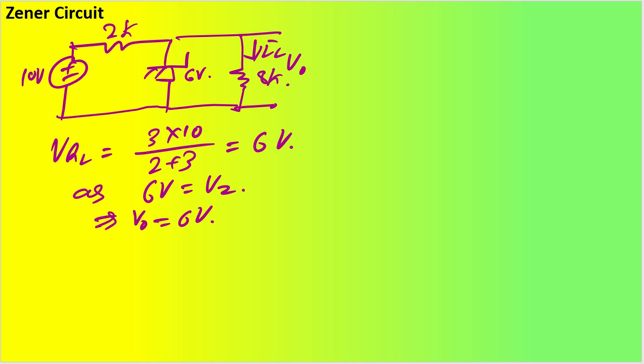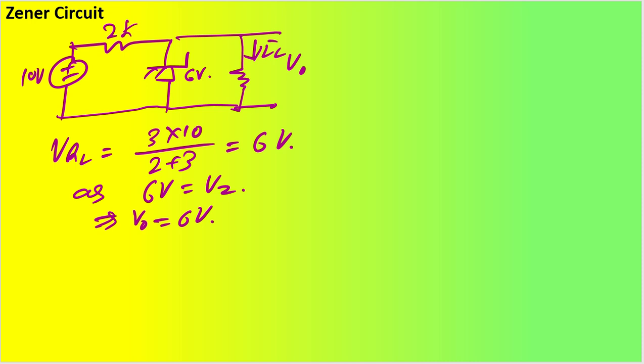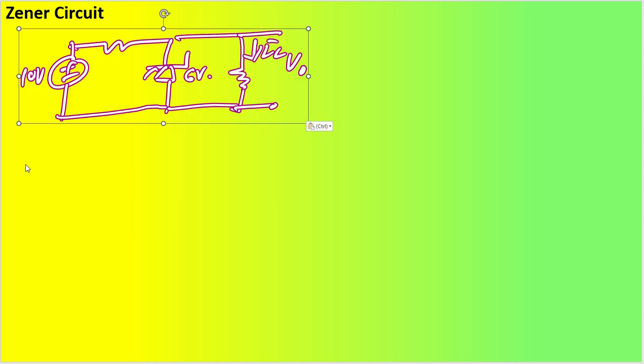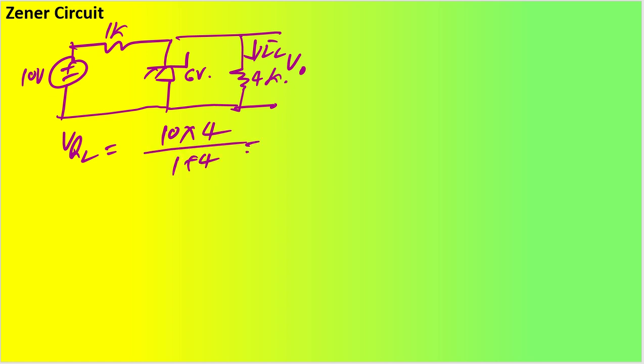I am going to remove this case right now, or let's say I will not change this, otherwise you will get confused. Now let us say this is 1K and this is like 4K. So what will happen to my VRL? Tell me. 10 multiplied by 4 divided by 1 plus 4. So that is going to be 4 fives are 10, so 8 volt.